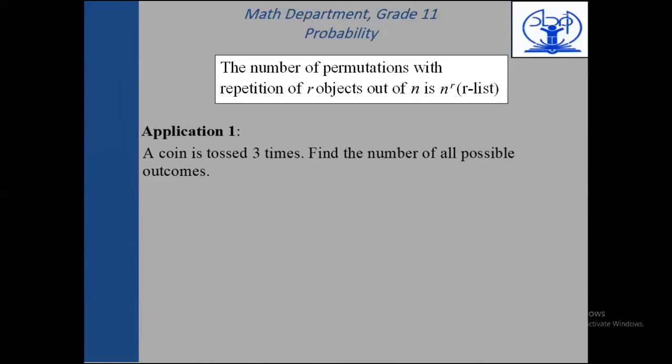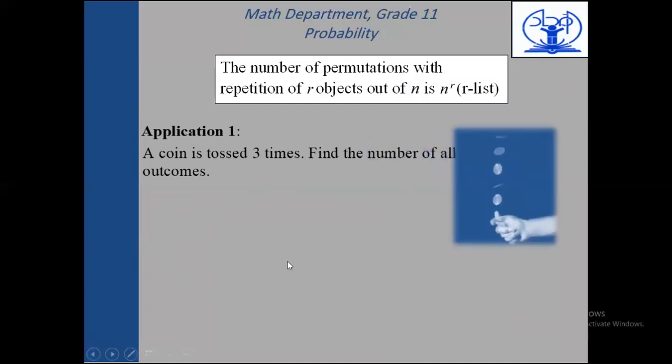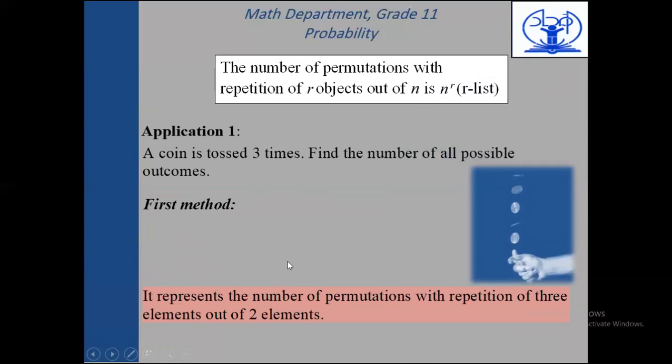A coin is tossed 3 times. Find the number of all possible outcomes. You can think of this because repetition is allowed. If you flip a coin 3 times, you can get a head on the first toss, and another head on the second or on the third. So here you can think of it by using this method, because repetition is allowed. You are doing 3 steps and each step has 2 options. So it represents the number of permutations with repetition of 3 elements out of 2. So the number will be 2 power 3, which is what?